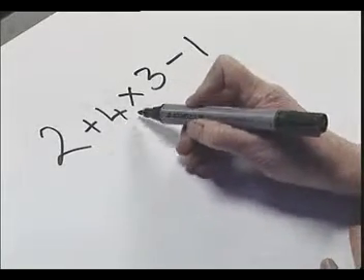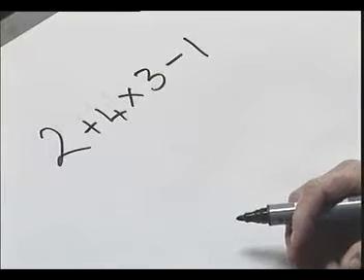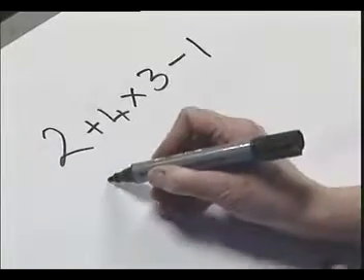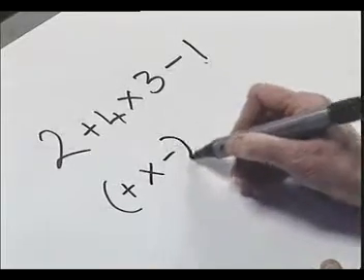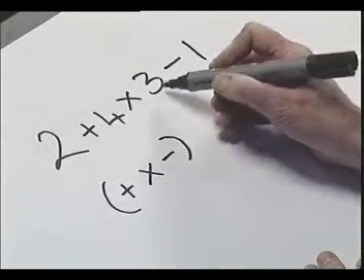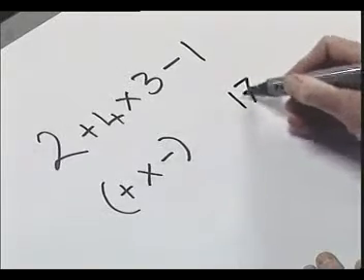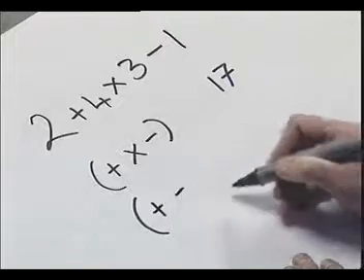It's 2 plus 4 times 3 minus 1. And let us work it out. Well, we can work it out first by moving from left to right. And if we do that, then we will add, then multiply, and then subtract. If we do that, we get 2 plus 4, which is 6, times by 3 is 18, minus 1 gives us the answer 17.